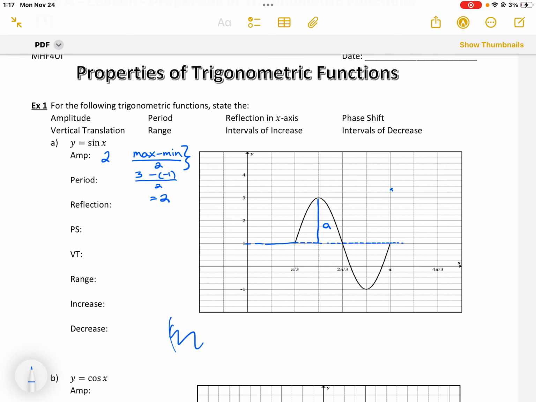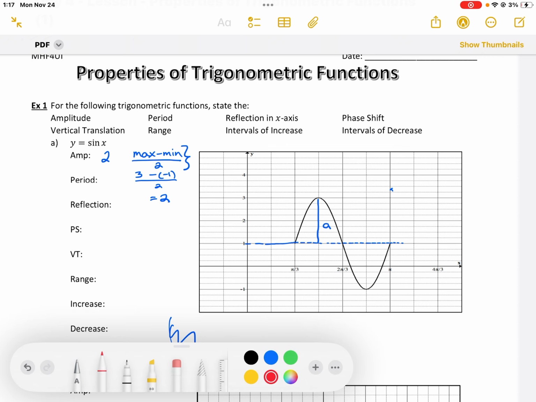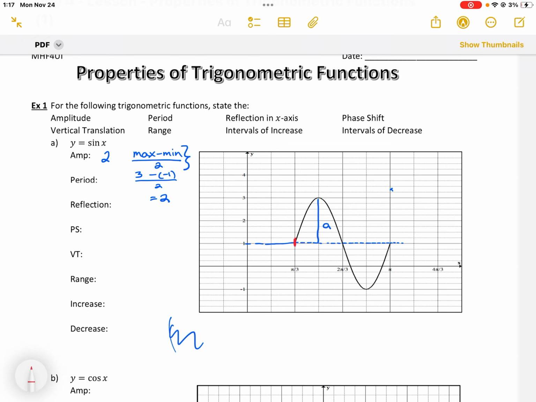The period is the length of time to complete one cycle. So I'm using my red here to mark that this is one full cycle of my graph. It starts at pi over 3 and then goes to pi. So my period is just the difference between those two, or the total distance between those two, which is 2 pi over 3.